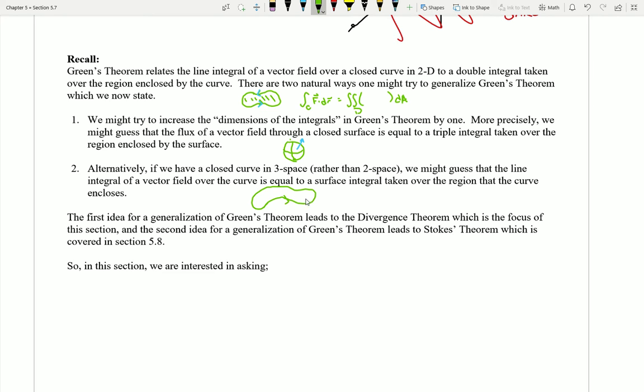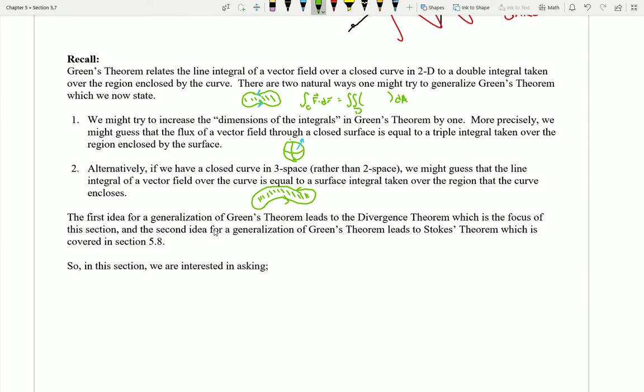Well, I could maybe still imagine orienting it. It's just in 3 space as opposed to in 2 space. But that would mean that I don't just have a 2D region enclosed here, but this is a 3D surface. And so maybe I could say that the line integral over the vector field as I move along this 3 space curve could be equal to maybe a surface integral over this 3D surface, as opposed to just this double integral over this flat surface.